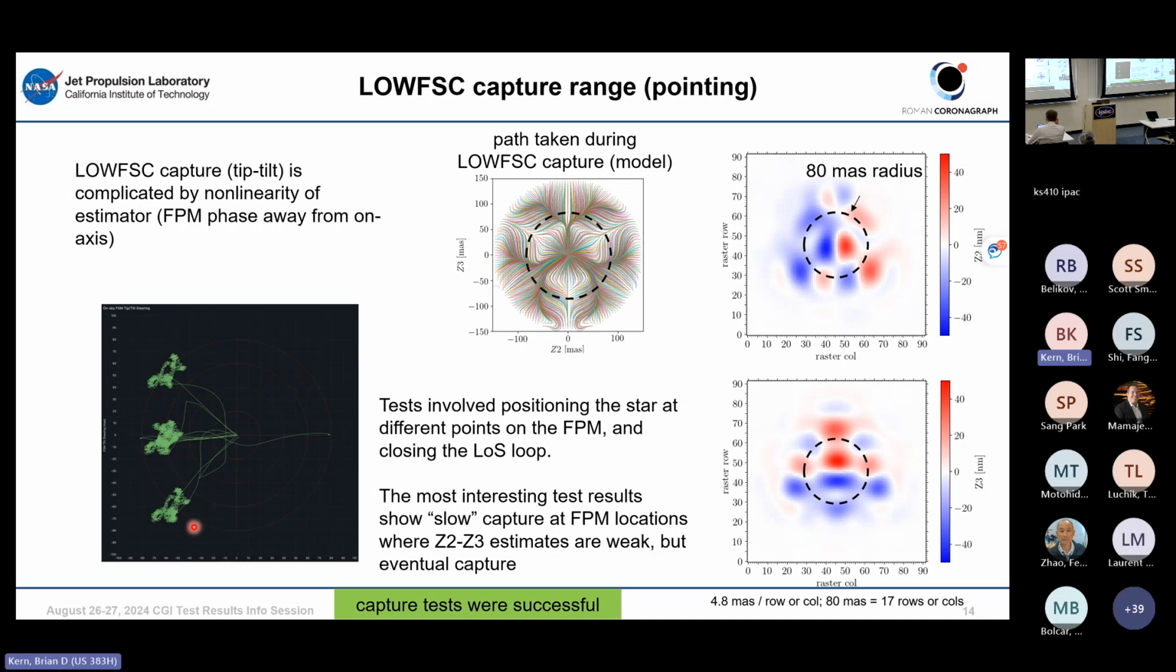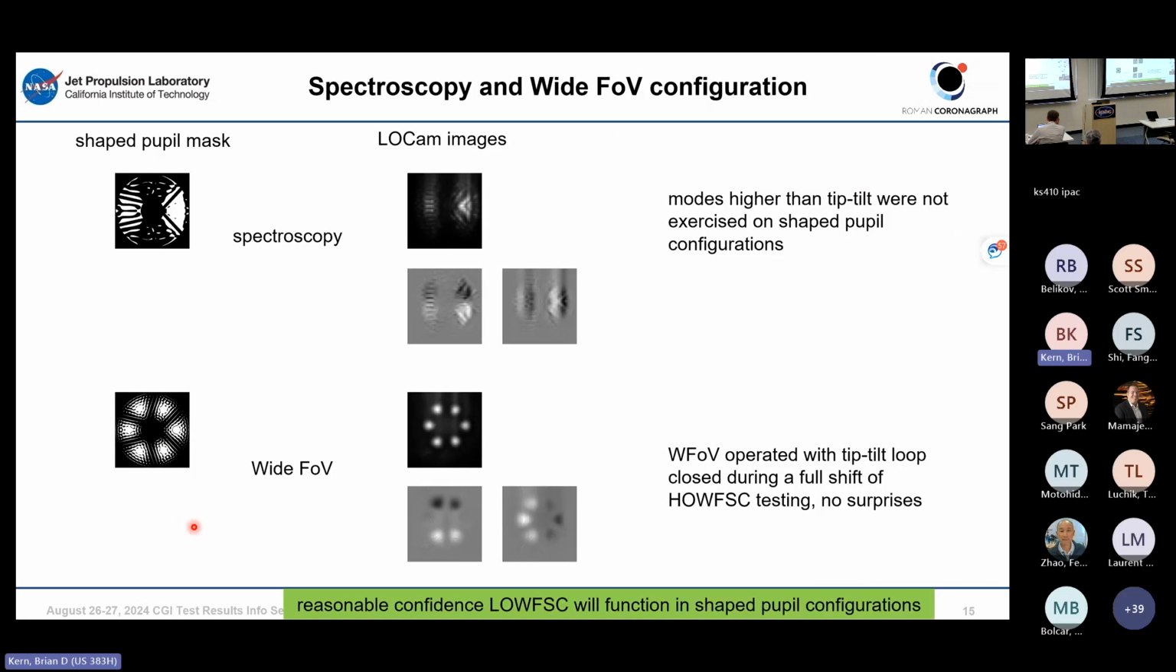How painful that'll be is a different question, but fundamentally, this is not going to prevent us from succeeding in all the other ways. I'm going to just cut it short. We did do tip tilt calibration of the shape pupil modes, and we did operate the wide field of view mode with the tip tilt. We operated HOPES with the tip tilt loop closed for 8 hours and saw no issues. So, it's encouraging, but it's not a full suite of tests.